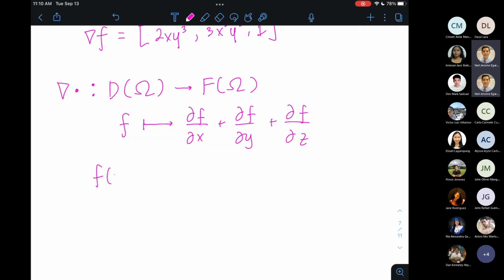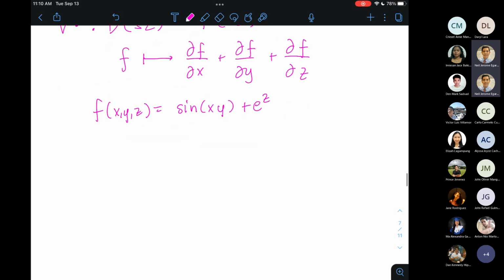So for instance, if our function f of 3 variables, I say f of x, y, z is sine xy plus e to the z. So yung nabla dot niya, okay, which is basically the gradient.